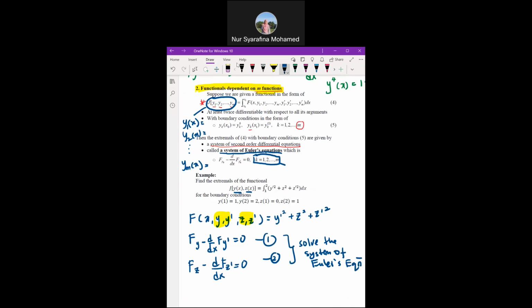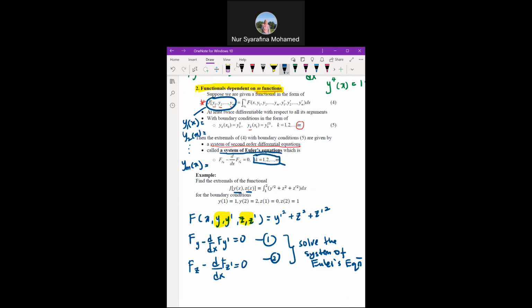Then we just find the extremal by finding the solution of Euler's equation. Now we have the first type of up until nth order, so we have the general Euler-Poisson equation. We substitute the value of n. Now we have the functional dependent on m functions. Since we have two functions in this example, we have two types of Euler equation, depending on the y and z functions here.